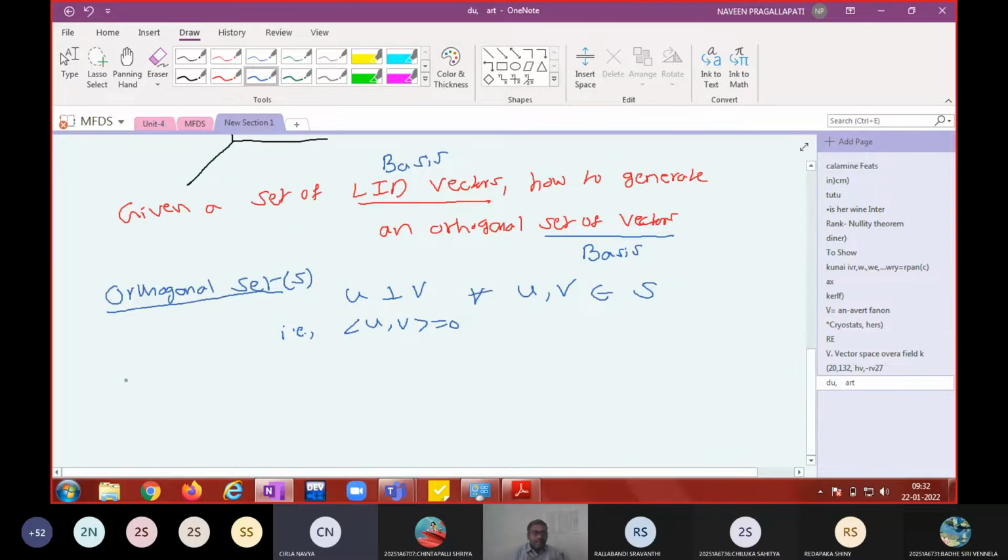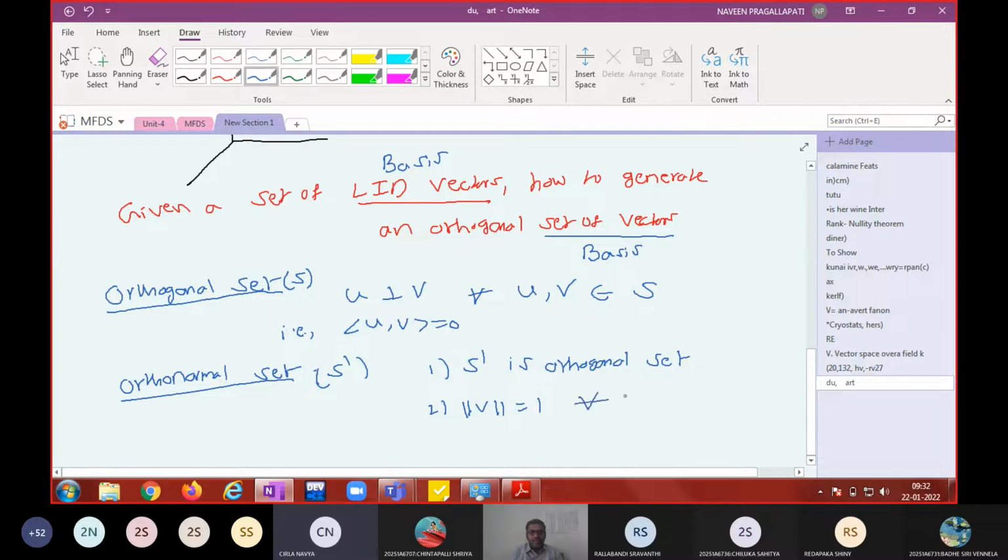And what is an orthonormal set? It is an orthogonal set where the norm of each vector is equal to 1, for every v belonging to S. So the magnitude must be 1 for every vector.